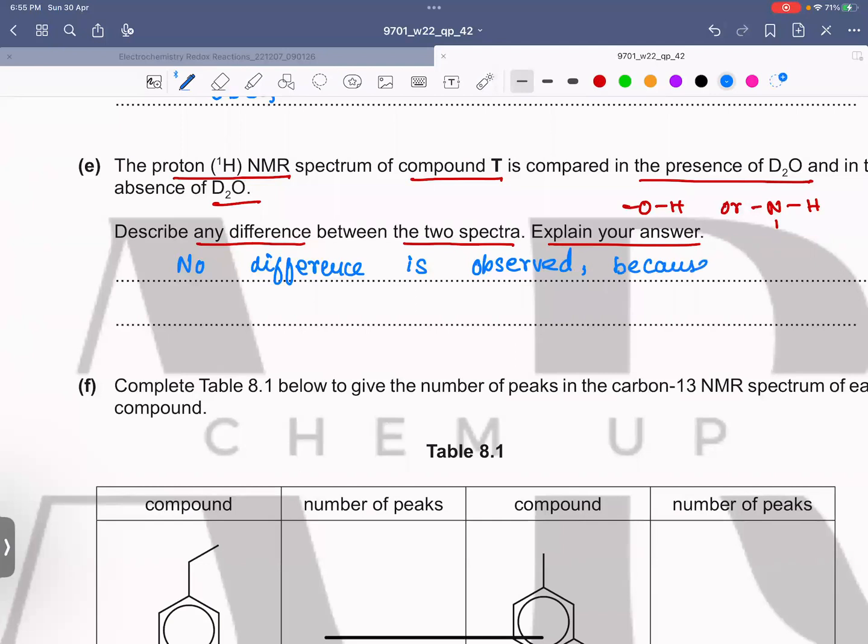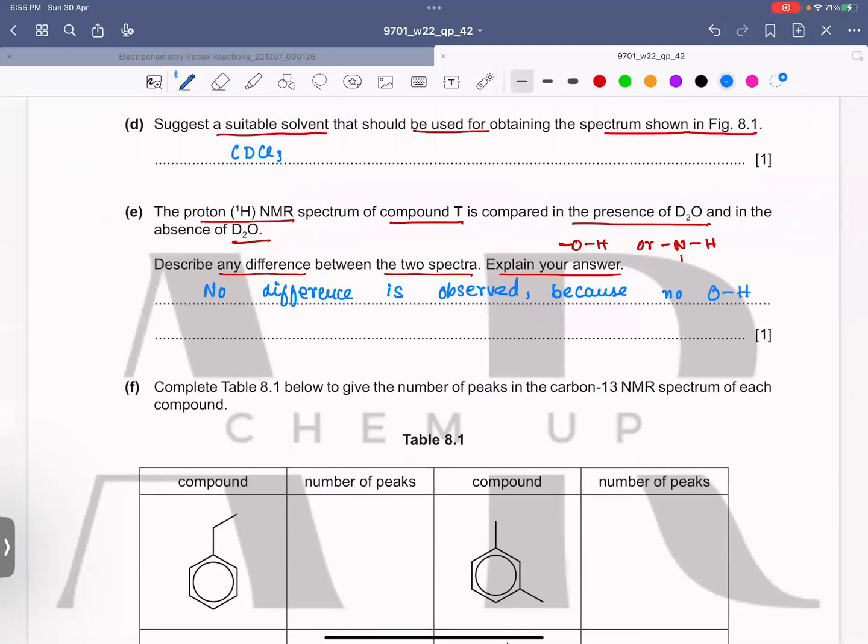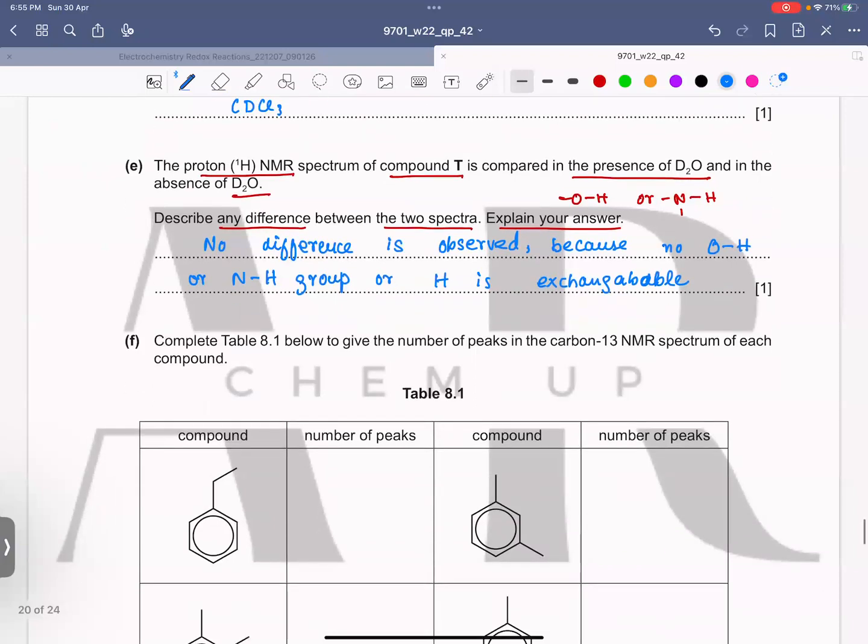Because there is no OH or NH group, or instead, for this reason you can write that no hydrogen is exchangeable, which can be easily polarized or easily exchanged. Okay. Now the F part.